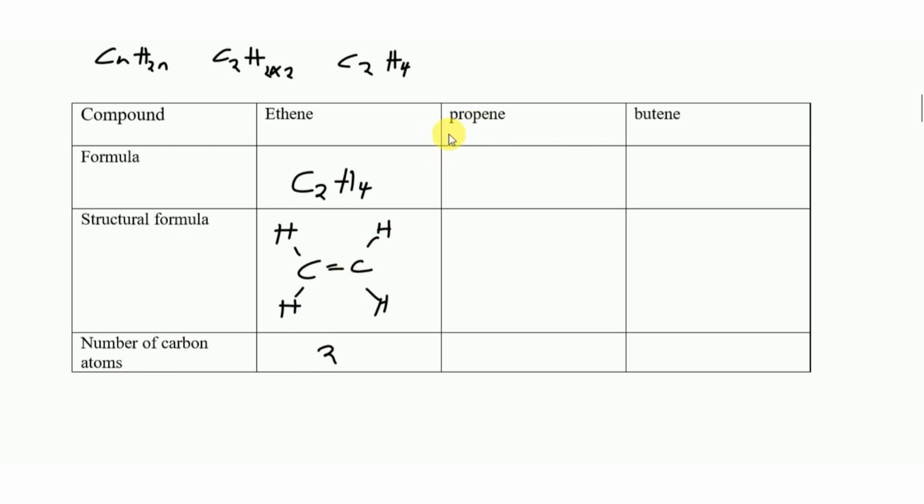Let's come to propene. The formula of propene is C3H6, and drawing the structural formula, we're going to draw it in this form. We're going to have a carbon atom there with a double bond. Since it has 3 carbon atoms, we're going to draw another carbon atom. And we know that one carbon atom must be connected to 4 bonds, so we draw 1 there and 1. That means we have drawn all the bonds on this carbon atom.